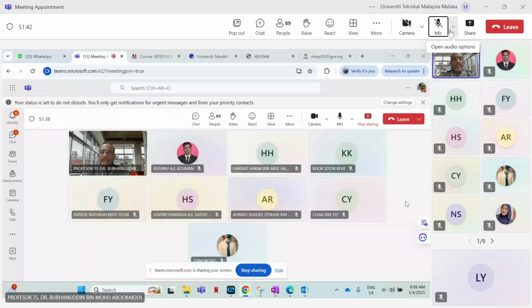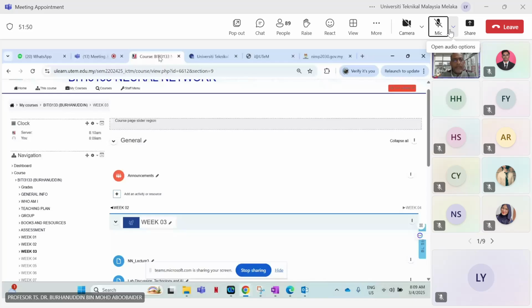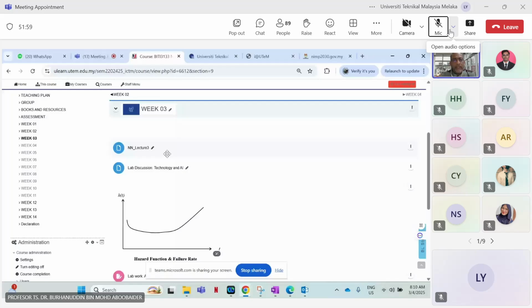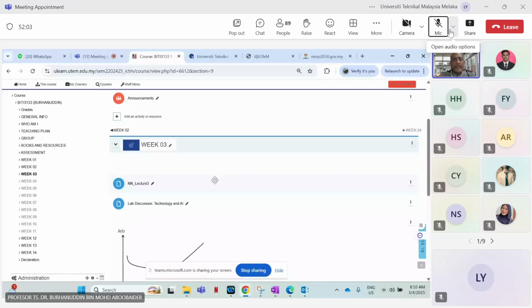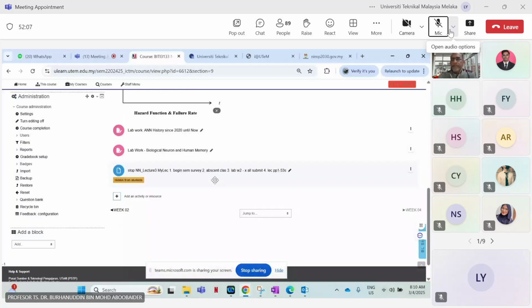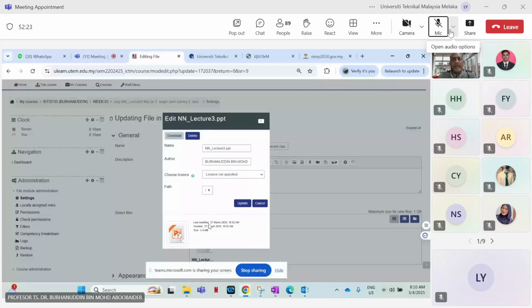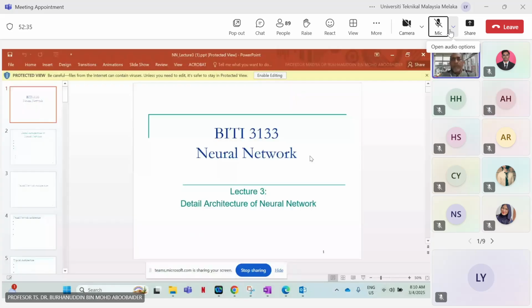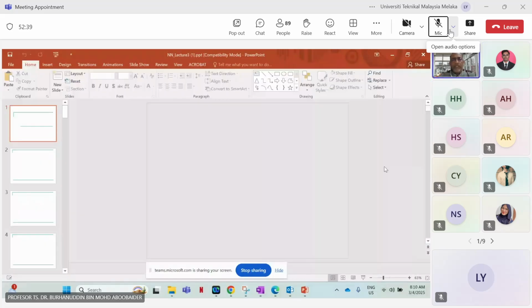So I already share my screen. Can you see my screen now? I'm at ULearn. Can you see now? Yes, Prof. All right. So I'm now at, if you open the folder on week 3, you can see there is lecture 3, lab discussion, and then hazard function and failure rate. Can you see that? Yes, Prof. All right. I'm opening my slide. Can you see my slide, class? Can you see my slide? Yes, Prof.